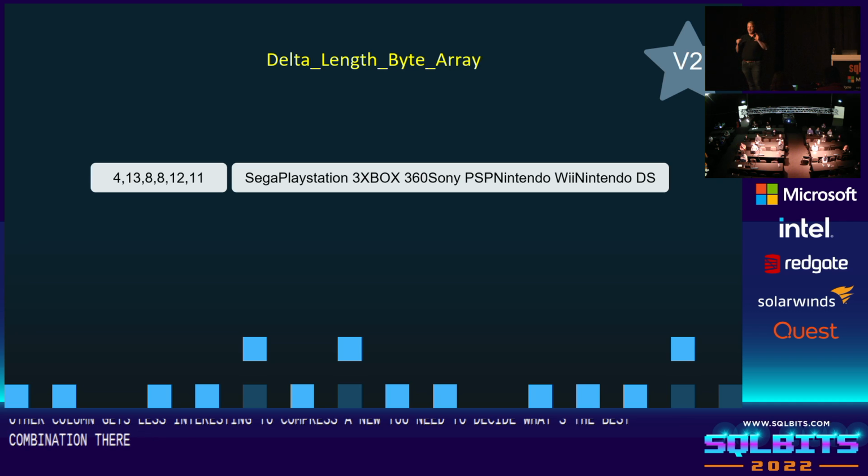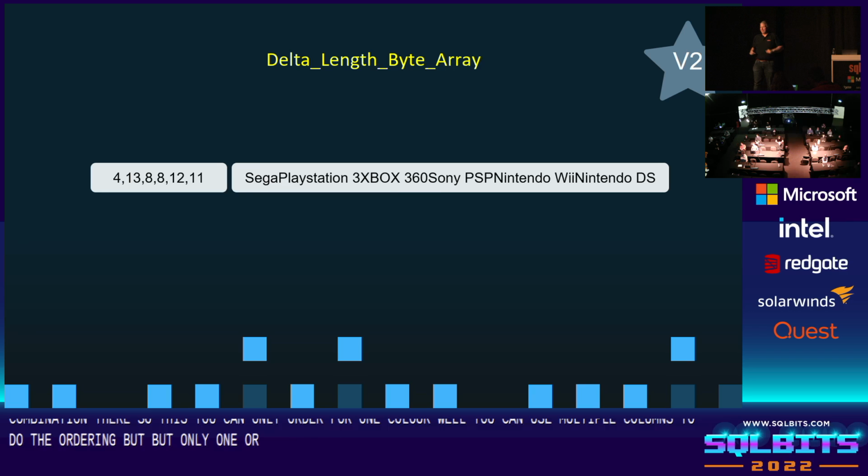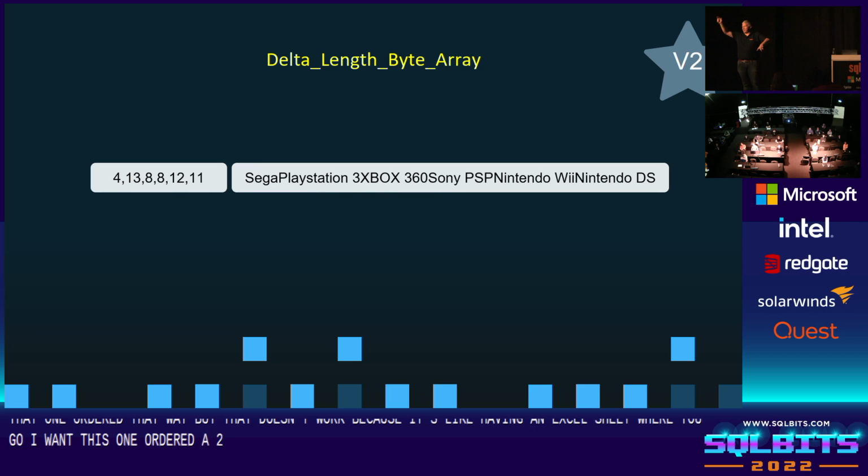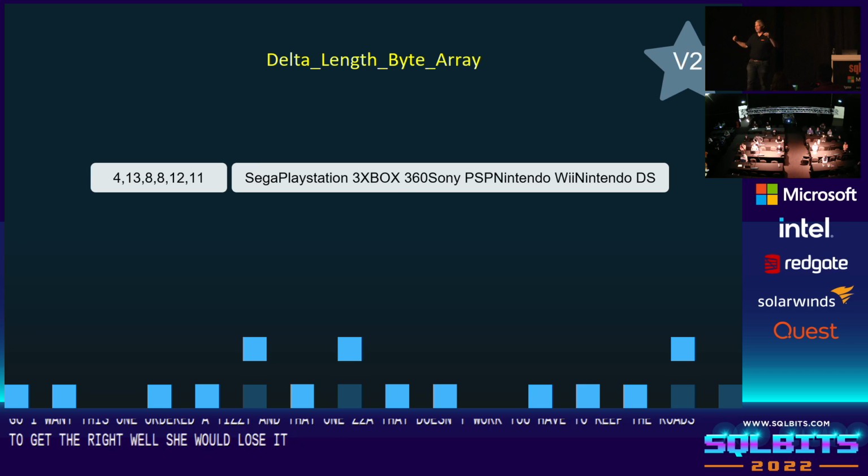So you can only order for one column? Well, you can use multiple columns to do the ordering, but only one order, yeah. You cannot say, I want this one ordered this way and that one ordered that way. That doesn't work, because it's like having an Excel sheet where you say, I want this one ordered A to Z and that one Z to A. That doesn't work. You have to keep the rows together, right? Or else it wouldn't know which row it is.